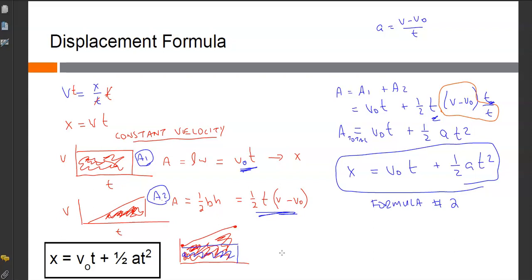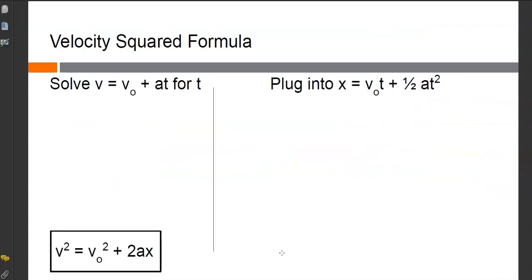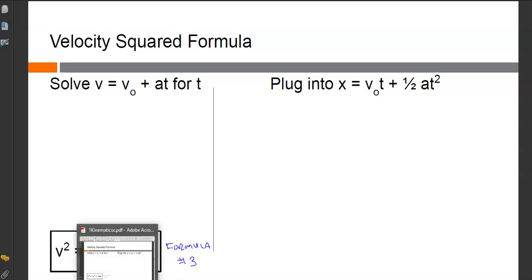All right. The next formula is called the velocity squared formula. This is going to be formula number 3. There's only 3. With these 3, you can do everything that you need to do here. And you remember that we've already got 2 formulas. Here's the first one, and here's the second one over here. Formula number 1, number 2. So what we're going to do is mash these 2 together.